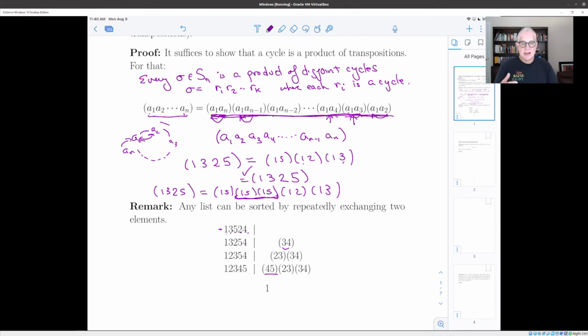If you've ever done any programming, you may have come across an algorithm known as bubble sort. In bubble sort, you're always going through your list over and over again and switching things that are out of order, and eventually you'll put the list into sorted order. In fact, lots of sorting algorithms use transpositions. So this fact that any permutation is a product of transpositions is kind of the same thing as saying you can always put a list into order by only using the interchange of two elements at a time.